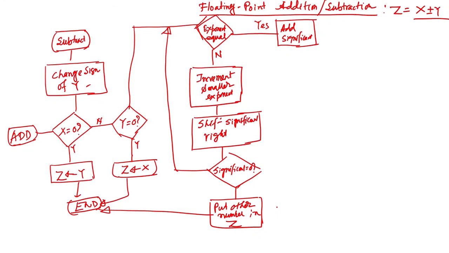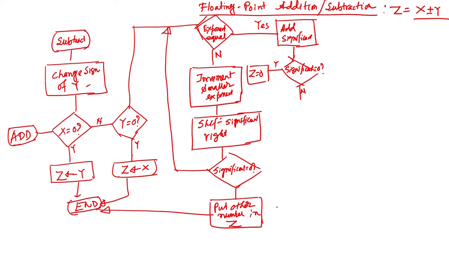Now, after addition, what may happen? The significant may be 0. If the significant is 0, then what do you have to do? The result will be 0. So, here the question is whether the significant is 0. If yes, then the result is 0. If no, then we should move on.